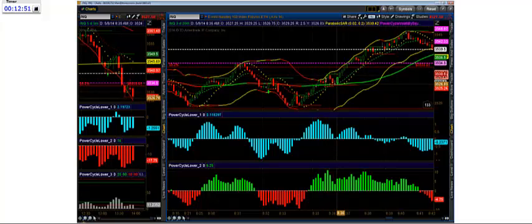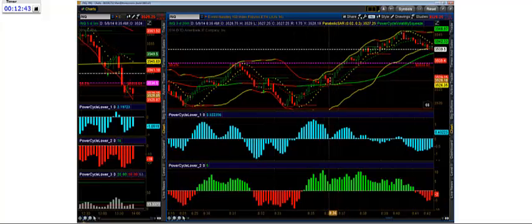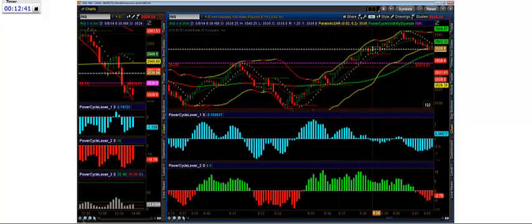This was a really good one too, because it retraces back into the 50, holding that 15 EMA. So then the 15 crosses the 50. You get a great burst. This was a really good long setup. Burst to the upside. And finally stalls out up here. The indicators are going negative. Loses momentum.